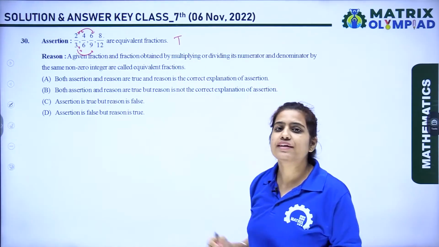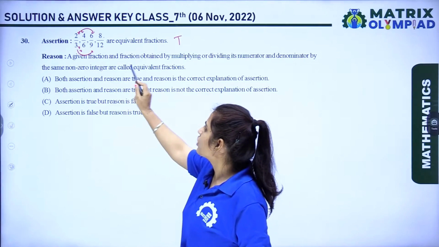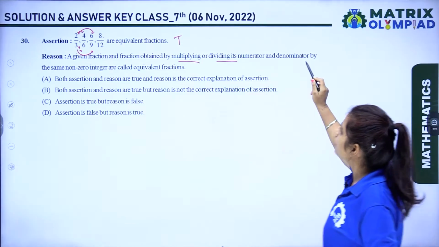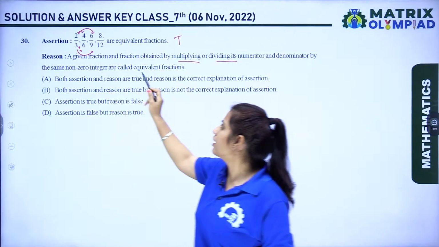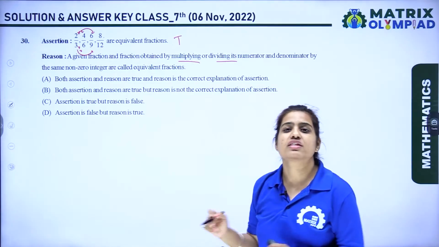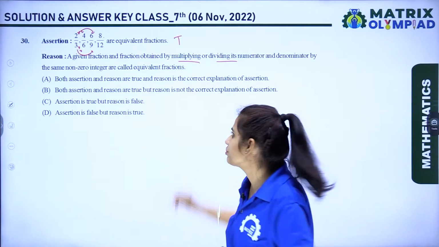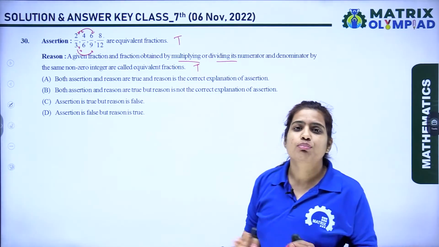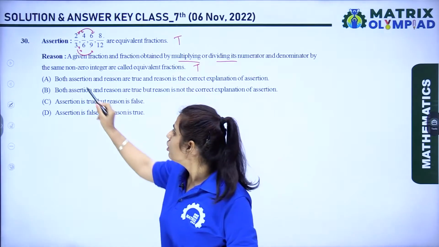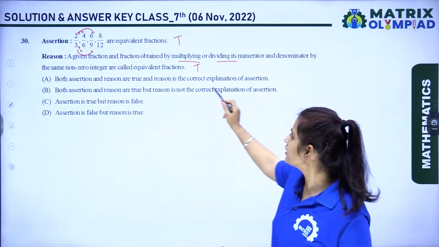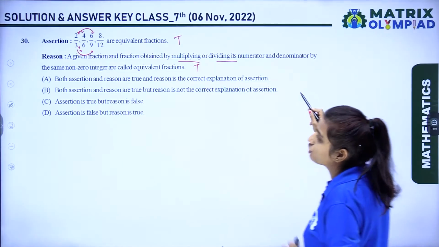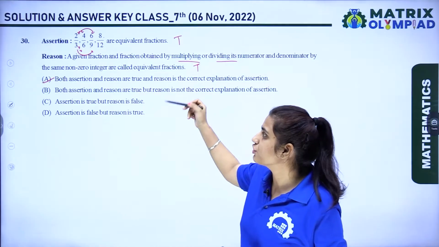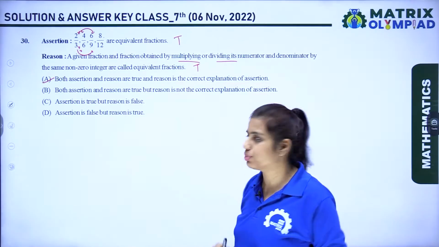Now let's read the reason. A given fraction and the fraction obtained by multiplying or dividing its numerator and denominator by the same non-zero integer are called equivalent fractions. Yes, definitely this reason is absolutely true. So in the question, we can see that assertion and reason both are true. Let's see the options. Both assertion and reason are true, and reason is the correct explanation of the assertion. Yes, option A is correct, as both assertion and reason are true and reason is the correct explanation of it.